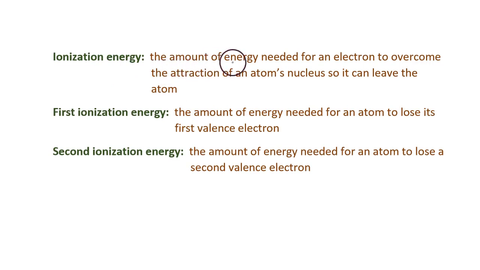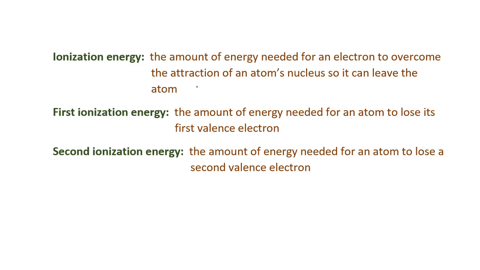This is the amount of energy needed for an electron to overcome the attraction of an atom's nucleus so that it can leave the atom. Recall how cations are formed. Cations are positive ions formed when an atom has lost some of its valence electrons.